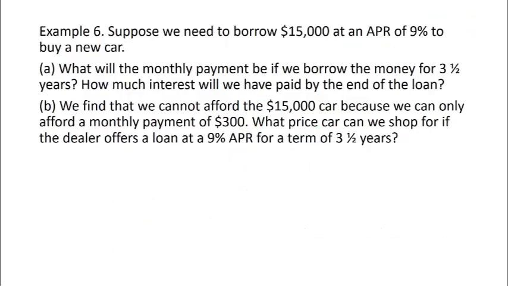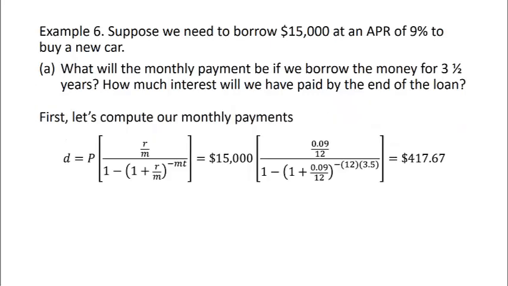$8,341.42. Suppose we need to borrow $15,000 at an APR of 9% to buy a new car. Let's first figure out what the monthly payments will be if we borrow the money for 3.5 years, and how much interest we will have paid by the end of the loan.